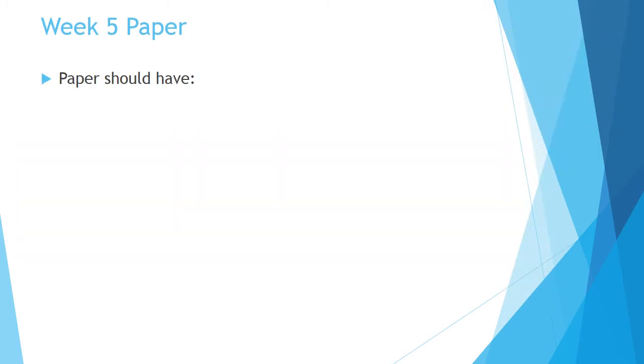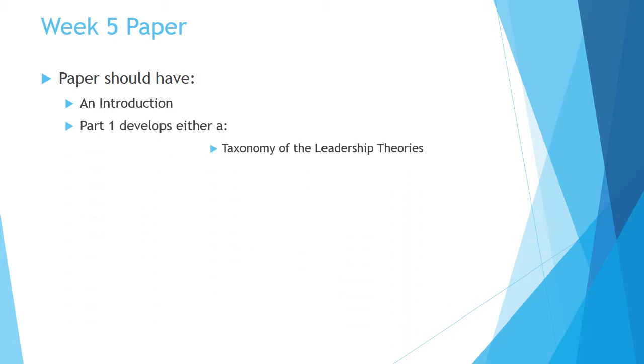So let's take a look at what the paper should have. First of all, it should have an introduction where you talk about what you're going to be writing about, what the topic is, how you're going to cover it, how you're going to approach it. And then the first part of the body of the paper should be either a taxonomy of the leadership theories that are alluded to in the question.